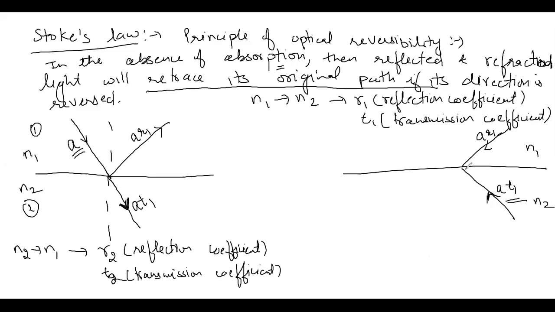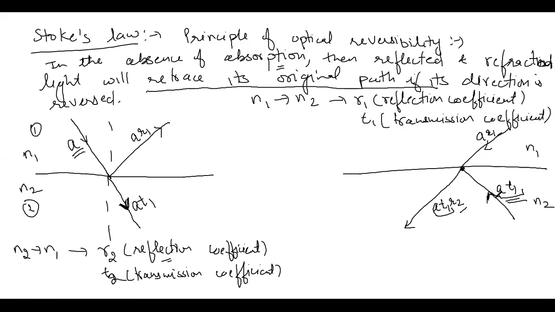This ray is now incident from medium N2 to N1. We said if you are going from N2 to N1, R2 is your reflection coefficient. So if this is incident, then the reflected light will be A T1 R2, because this is the amplitude of the incident, and I have simply multiplied it by the reflection coefficient. So this will be the reflected light here.